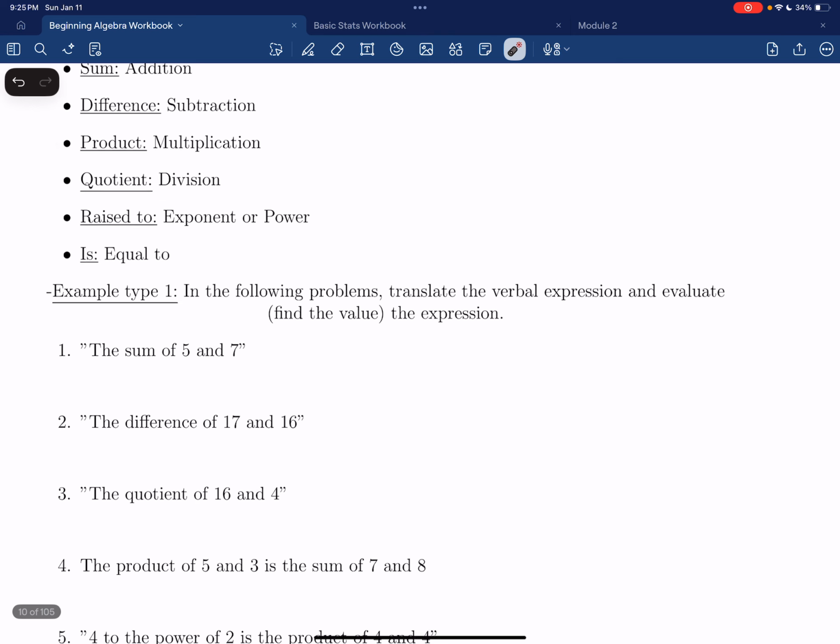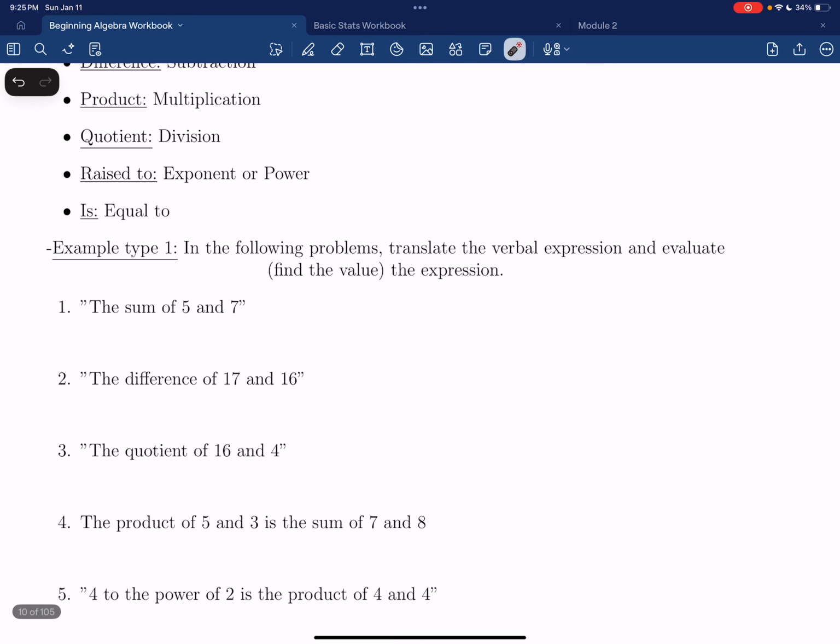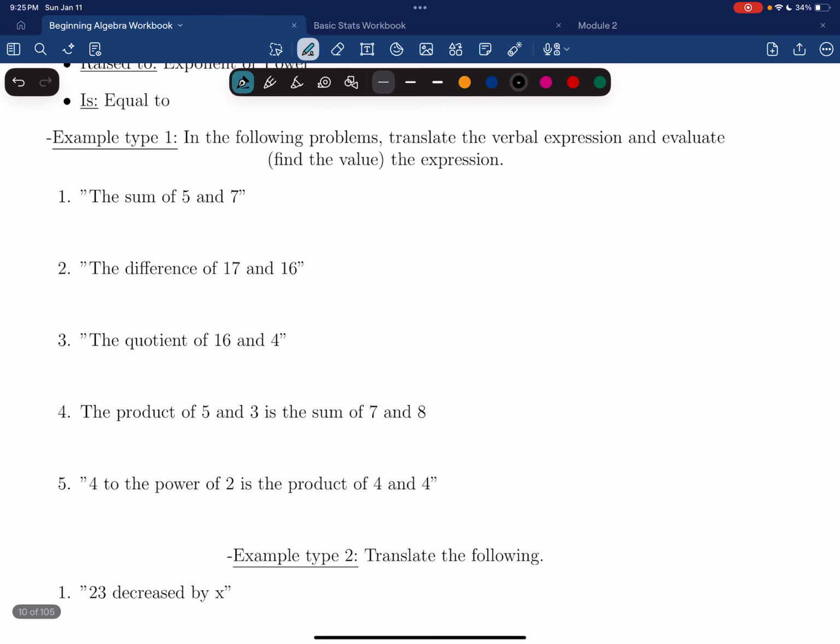So for example type 1, we're going to be given verbal expressions, and we're going to have to translate these verbal expressions and then evaluate them, or find the actual value. For example 1, we have the sum of 5 and 7. Recall, since sum means addition, this is going to be 5 plus 7. And 5 plus 7 just equals 12.